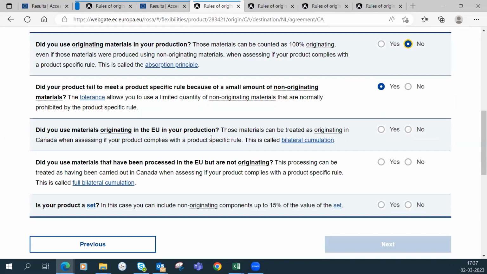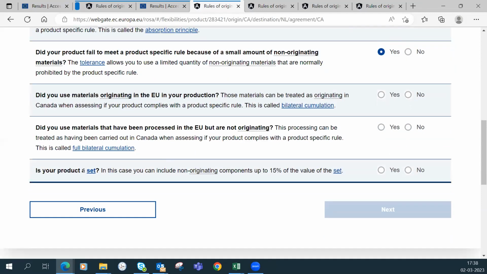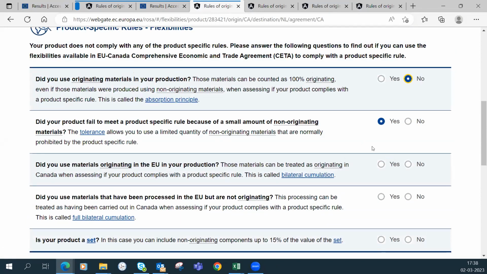You also have what we call bilateral cumulation. All products originating in the free trade partner country can be considered as if they were produced in your own country. So basically, if you are in Canada, all the products produced in the EU that are originating, you can count them as if they were of Canadian origin. You also have full cumulation, which is about the process. If some process has been done in the EU, you can count it as if it was done in Canada. And again, there is a specific flexibility for sets. But imagine that here you can only use the tolerance. So you say no for the rest.